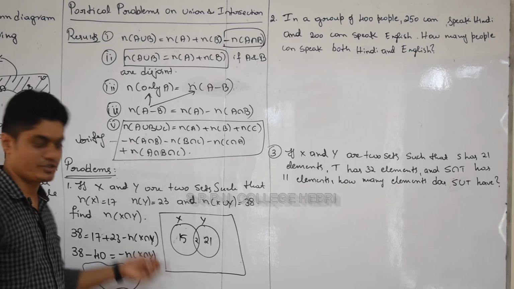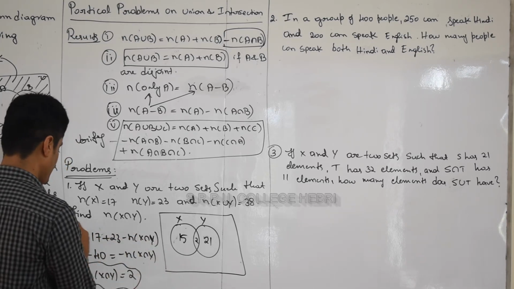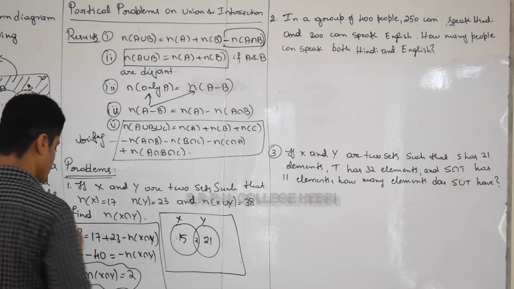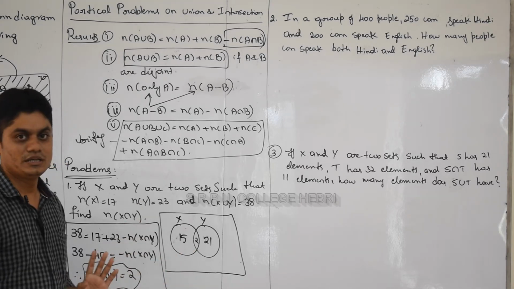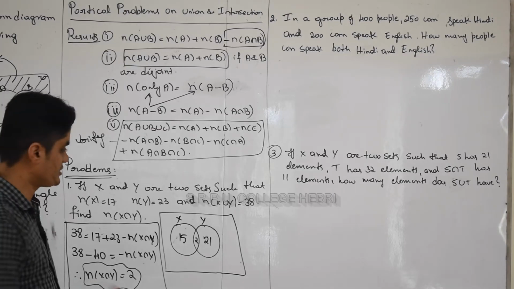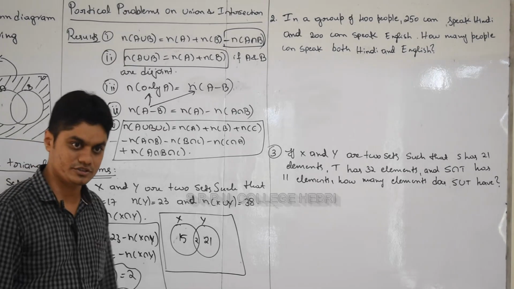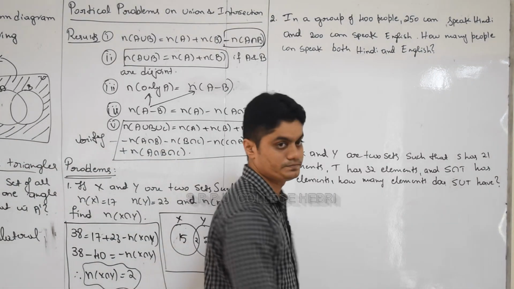If you don't know the intersection, then you should follow the formula, and you can follow the formula like this to get the intersection. n of x intersection y is equal to 2. So the number of common elements between x and y is 2. Understood? Yeah, very good. Next question.